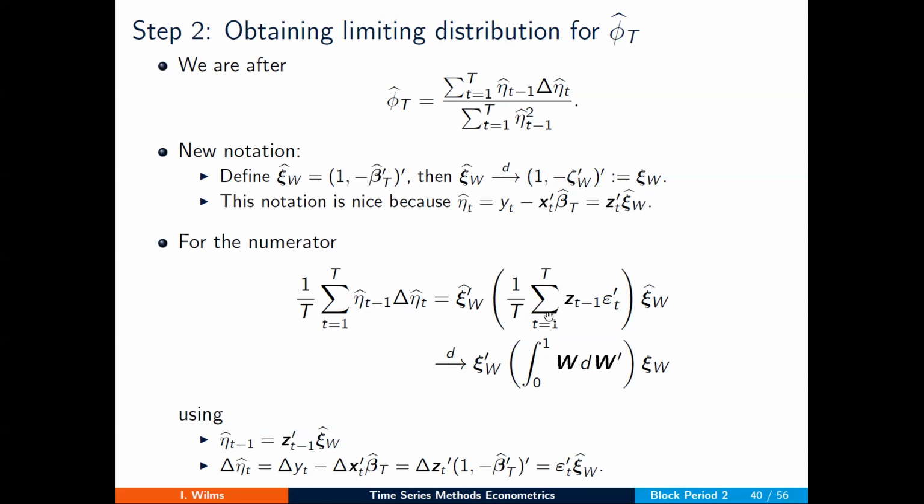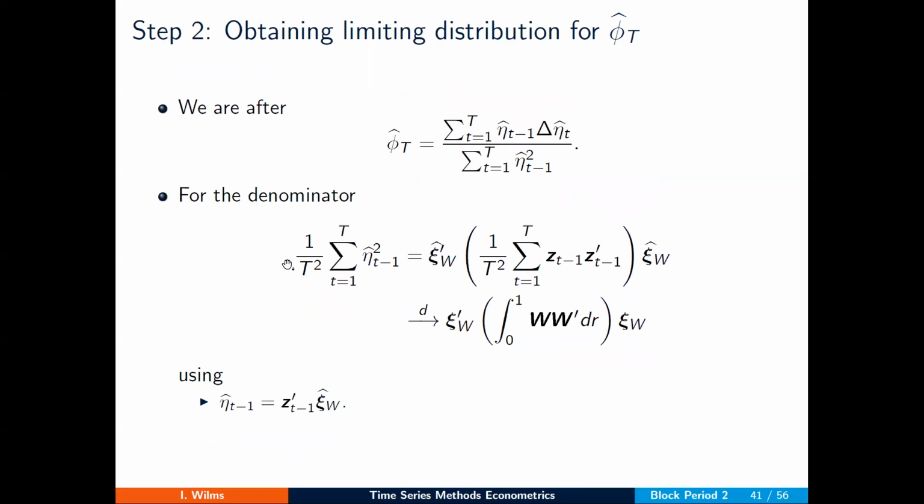Remember, zt collects all series that have a unit root. And in the previous tutorials, we've seen that this guy needs scaling by 1 over t to converge in distribution to this integral of our Brownian motions. And then we just need to plug in the limiting distributions for the psi hats, which contain the limiting distribution of beta hats. So now we're done for the numerator. What about the denominator?